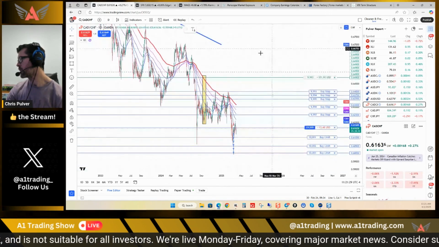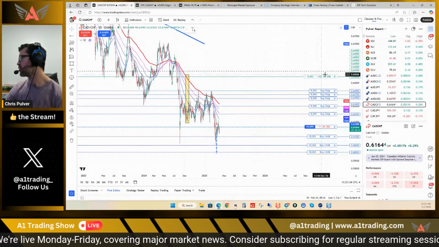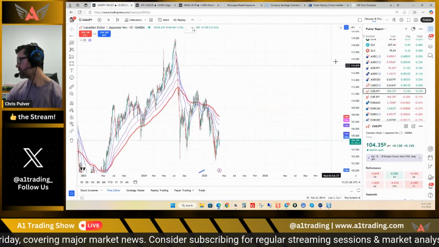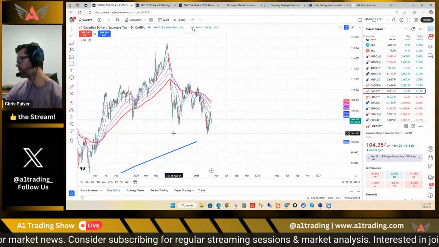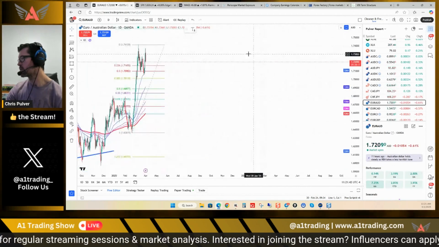CAD Swiss, I'm still holding long, looking to see if we can stack these up all the way to about 64.90. CAD Yen, right off the equal lows from August. Swiss Yen, no trade. Euro Aussie, be careful on the Euro Aussie, Euro CAD, Euro New Zealand.